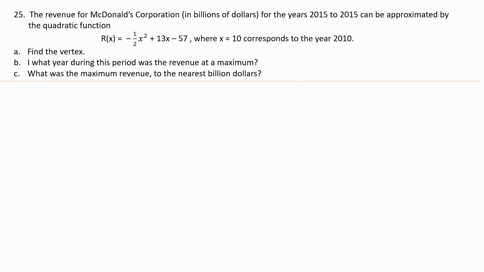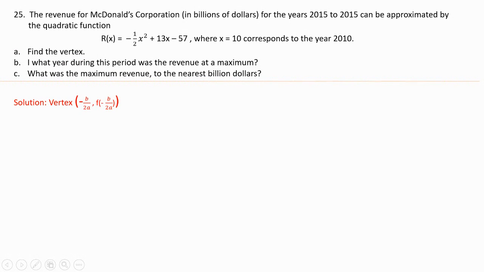Okay, now I believe this is the last one. How do you apply quadratic equations in a real-life situation? Okay, here's how you do it. It says the revenue for McDonald's Corporation in billions of dollars for the years 2010 to 2015 can be approximated by the quadratic function r of x equals negative 1/2 x squared plus 13x minus 57, where x equals 10 corresponds to the year 2010. I made a mistake here, so I need to make that correction.